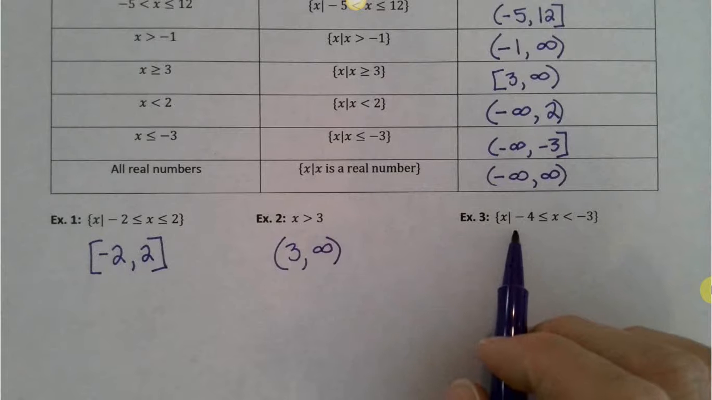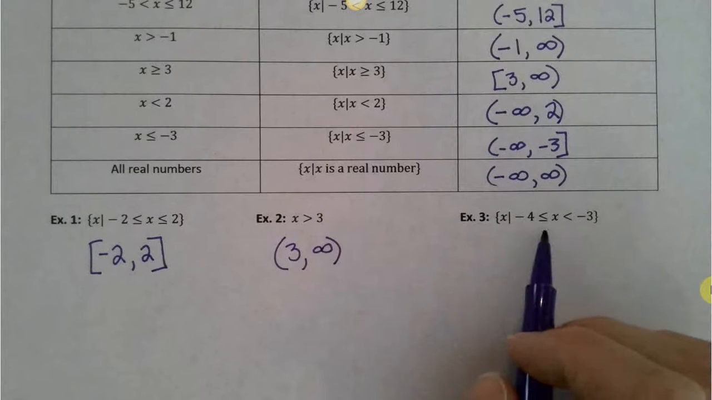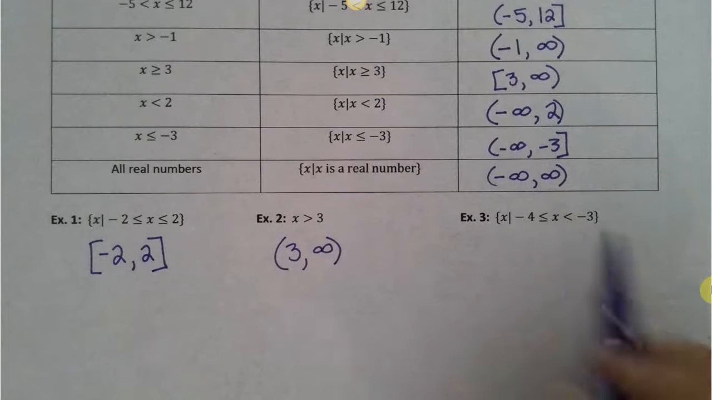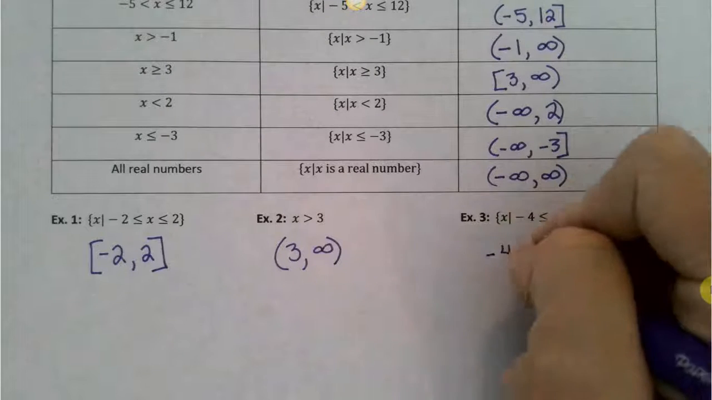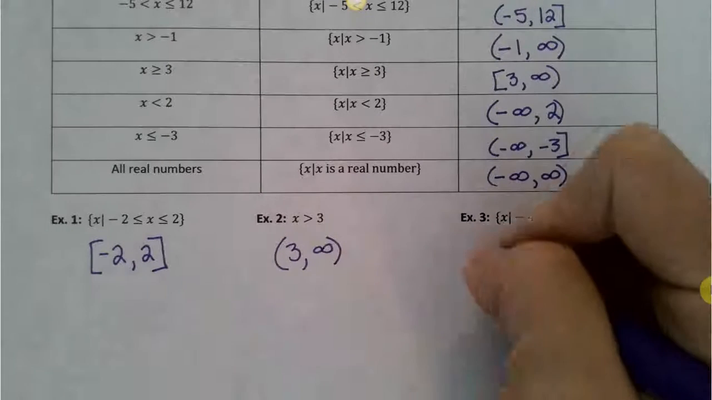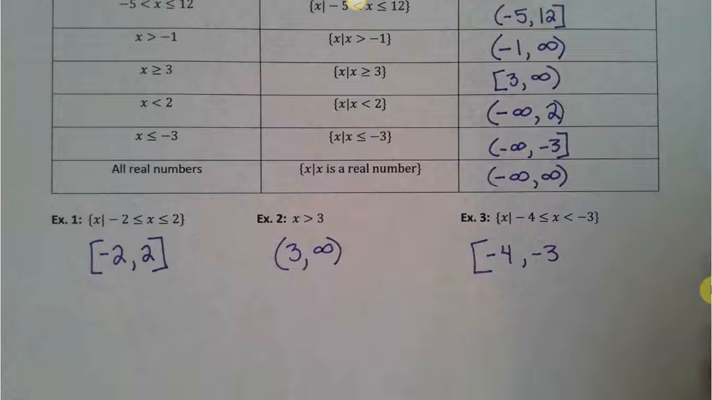And then the set of all x such that negative 4 is less than or equal to x is less than negative 3. So we're going from negative 4 to negative 3. The negative 4 is included. The negative 3 is not included.